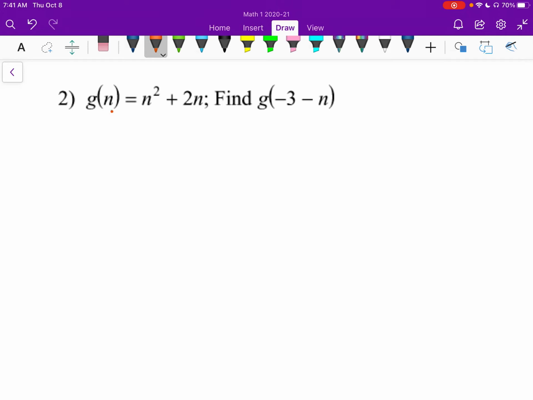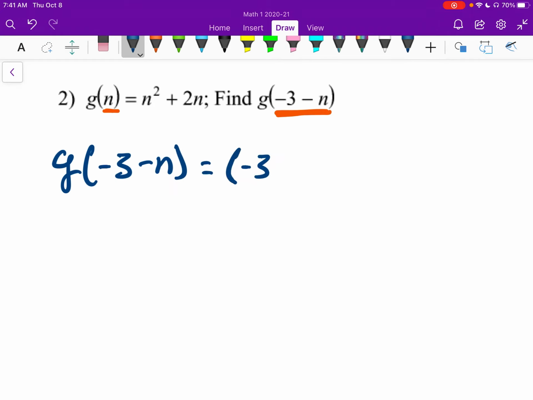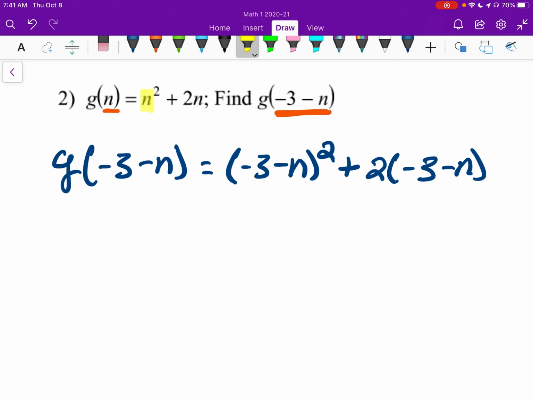So we have an n, and we're going to be plugging in -3 minus n. So we have g of -3 minus n equals, now I need to put parentheses, (-3 minus n) squared plus 2, oops, not plus 2n, plus 2, (-3 minus n). I almost forgot. We've got to plug it in here and here, so I plugged it in right there and right there.